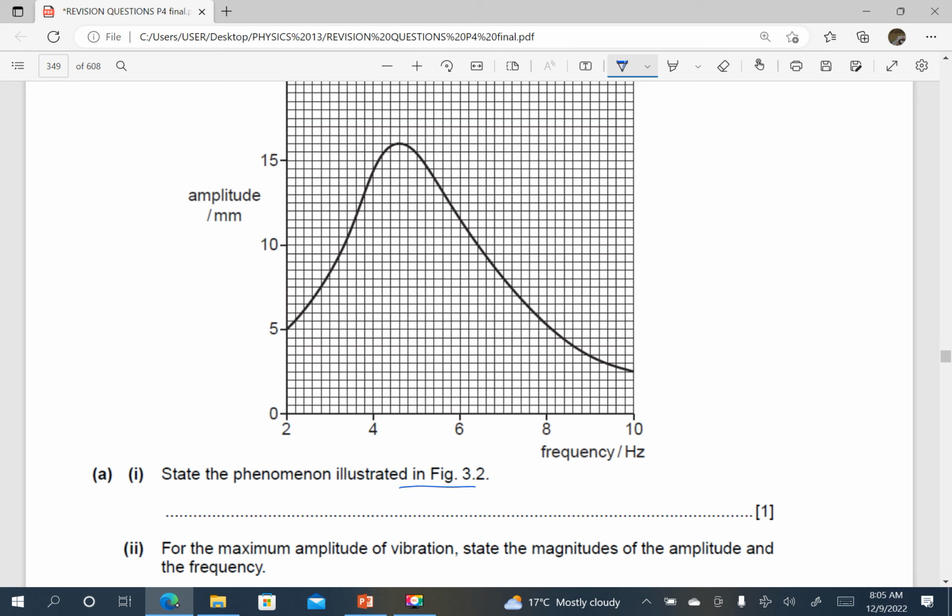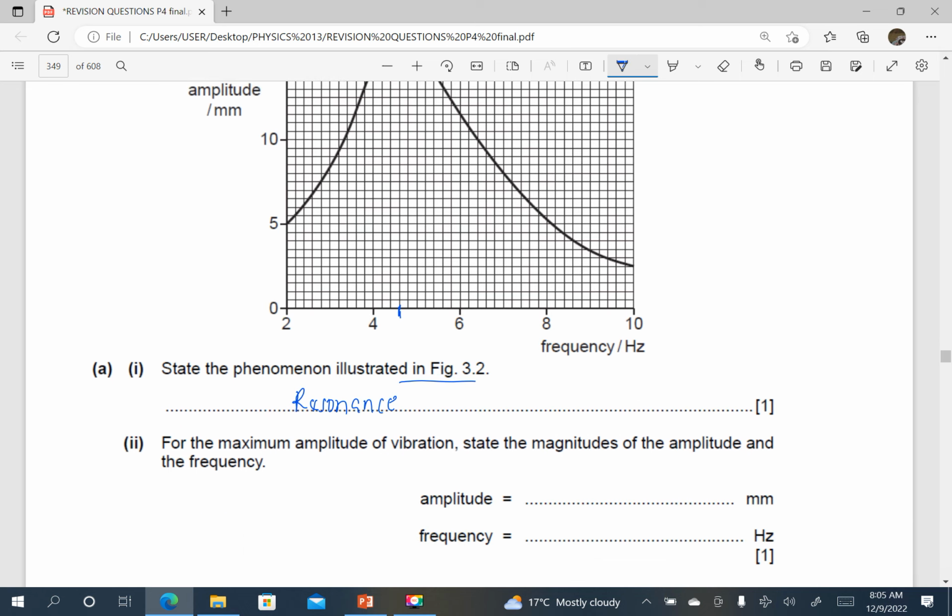Of course, the phenomenon is resonance. We have already seen such a graph. This is what we call resonance. When maximum amplitude occurs at a certain frequency, which is equal to the natural frequency, then resonance has occurred. The system absorbs maximum energy and vibrates with the maximum amplitude.